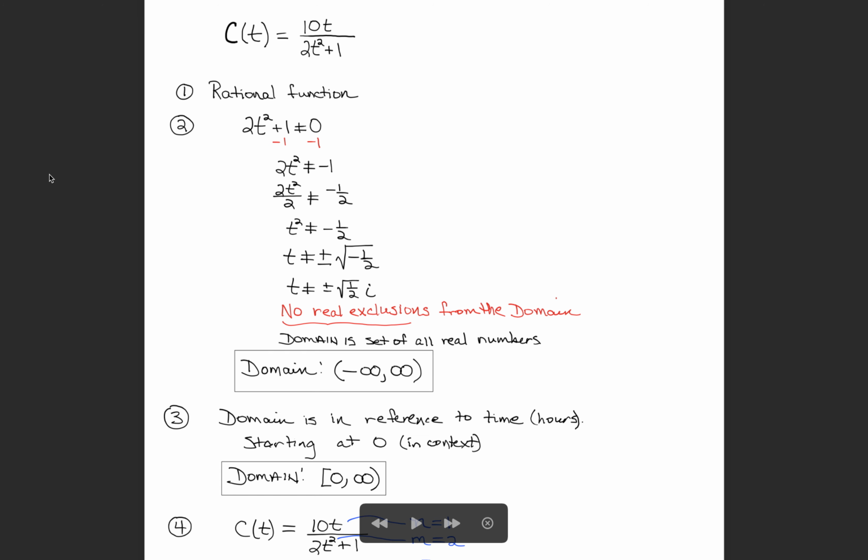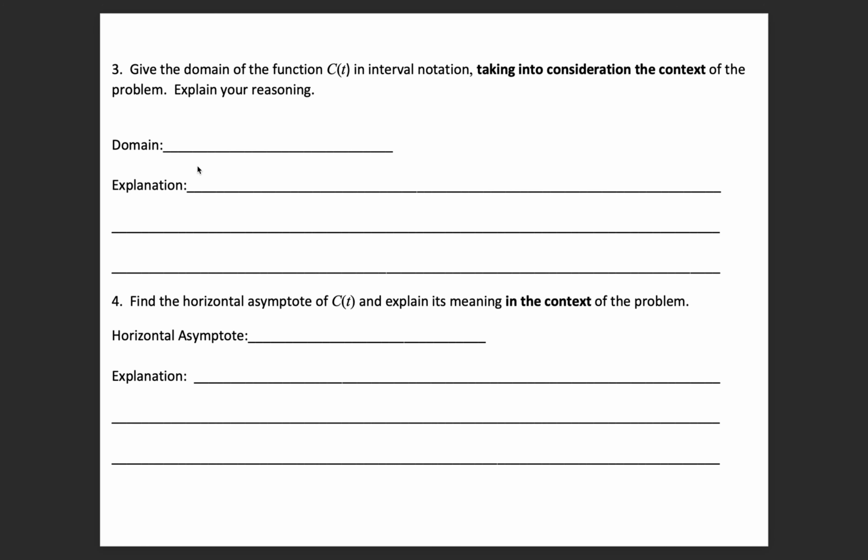Now for the fourth question, it says to find the horizontal asymptote of C of t and explain its meaning in the context of the problem.